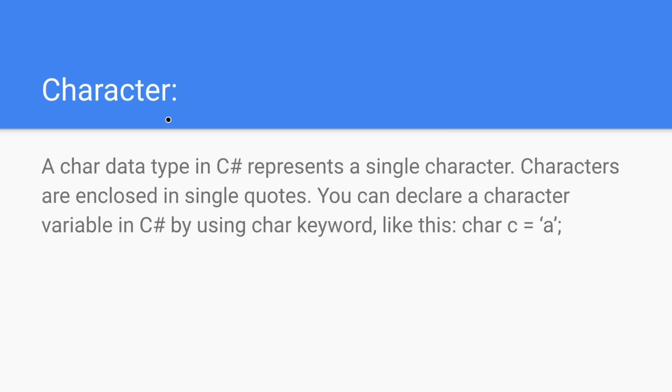Then we have the character data type. A char data type in C# represents a single character, and characters are enclosed in single quotes. You can declare a character variable in C# by using the char keyword, like this: char, the identifier name, equal to, then a single quote, the character, and at last a semicolon. So first let's see in our Visual Studio Code how to declare, define and use them.